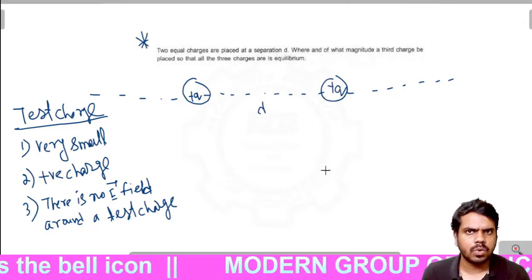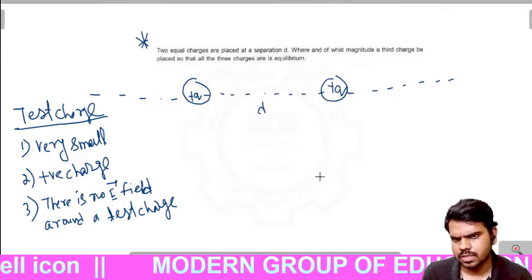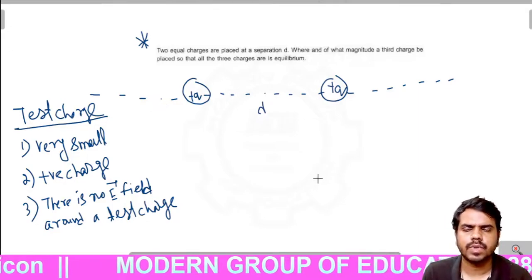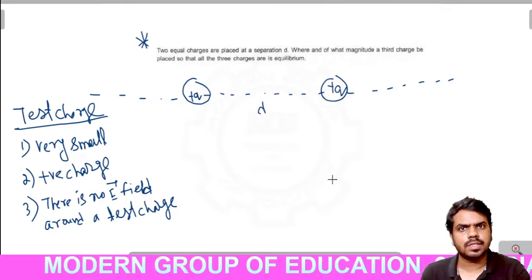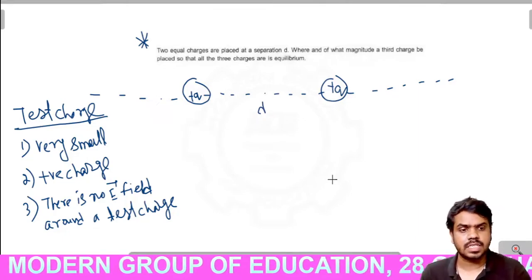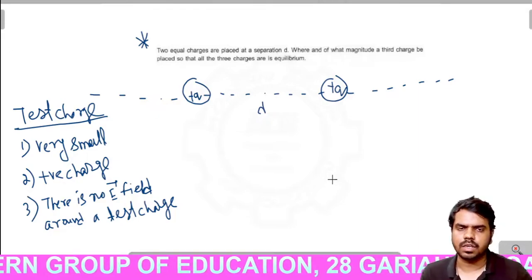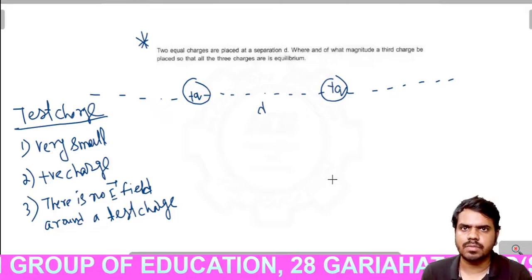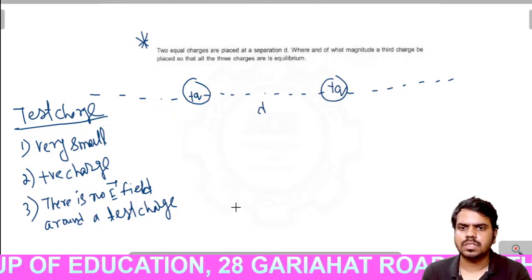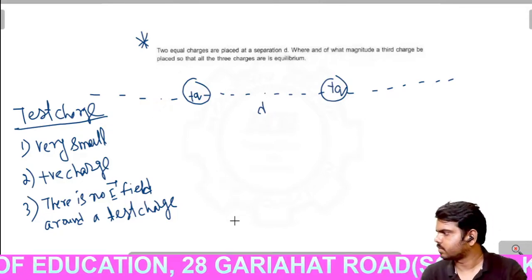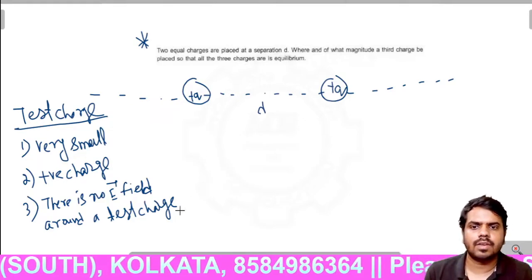But you know that every charge has its electric field. But there is no electric field around a test charge. Why? Because we have to find the electric field of other charges by a test charge. So the test charge shouldn't have an electric field. Otherwise the electric field gets disturbed and we will find the wrong answer. So there is no electric field around the test charge.